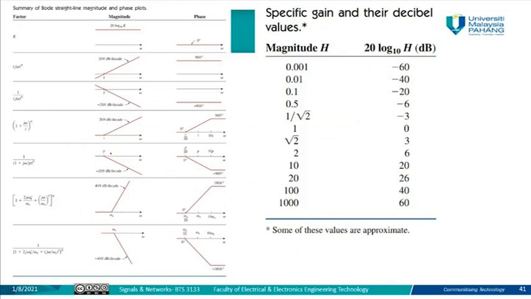For the angle case here, we need to define 2 points, b over 10 and 10b, and b. So in our case, we have omega 1 over 10, we have omega 1, and we have 10 omega 1.